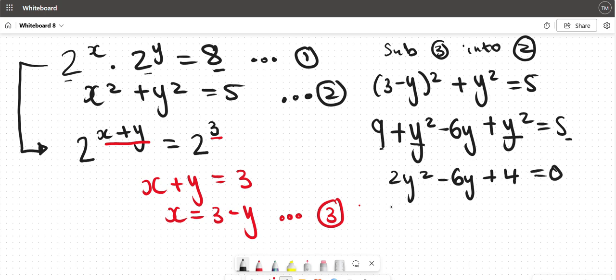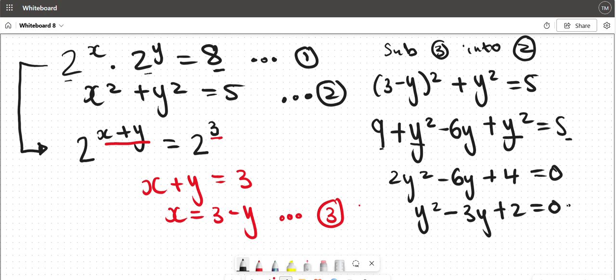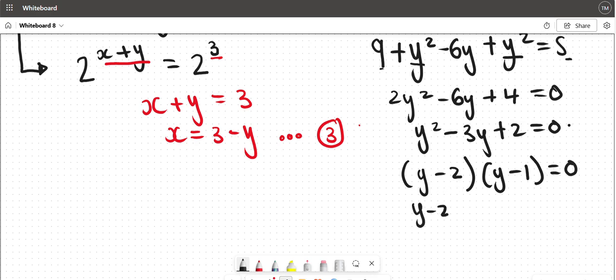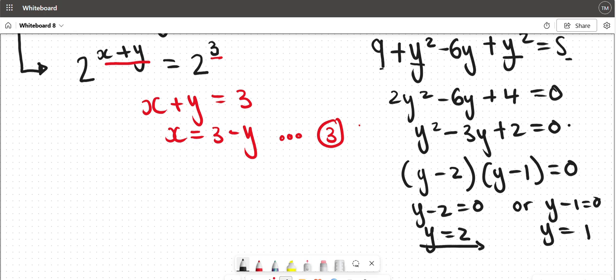So this is divisible by 2. Divide everything by 2. Taking out a 2 and then cancelling it later on, or dividing everything by 2, is the same thing. So I'm just going to use this one because it's quicker. And then now I can factorize it. Factors of 2 that add to give me a negative 3 are negative 2 and a negative 1. And once you solve these, y is a positive 1 and y is a positive 2.